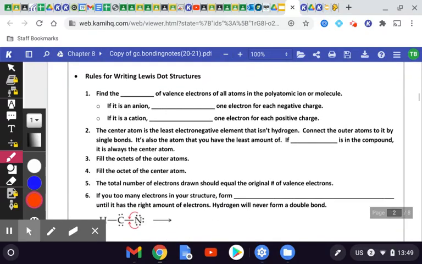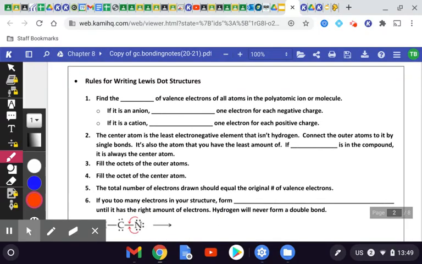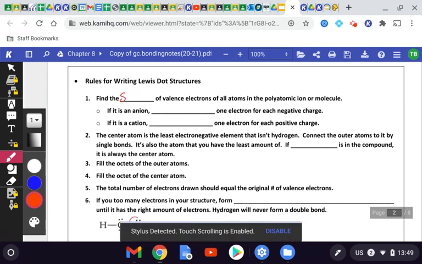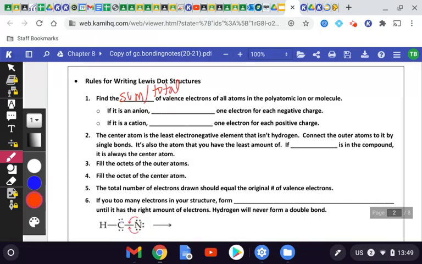So in our notes, we have it kind of bolded off, and in this rectangle here, that's because this is a really important idea, something that you have to know. So this is always something you're going to want to come back to, the rules for writing Lewis dot structures if you're struggling. So first, we're going to find the sum of valence electrons of all atoms in the polyatomic ion or molecule. Now, we practiced this in our homework yesterday. So that's what is meant by finding the total or the sum of the valence electrons.